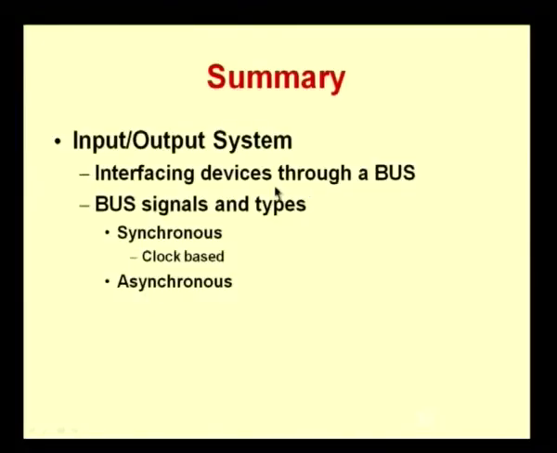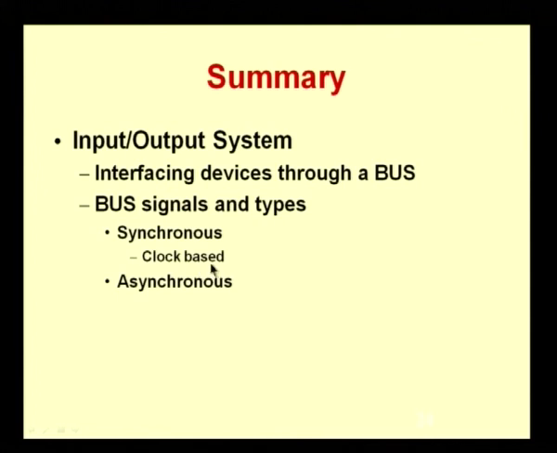To summarize, what we have looked at today is the basics of how interfacing can be done. We have looked at a very standard interface called the bus, that is, interfacing devices through a bus. We looked at the different types of signals normally used in a bus: address, data and control signals, and different types of buses, the IO bus and memory bus. Then we talked about synchronous and asynchronous buses. We looked at the synchronous bus in detail, which is a clock based system, and at the different timing with respect to a read and a write operation for a synchronous bus.